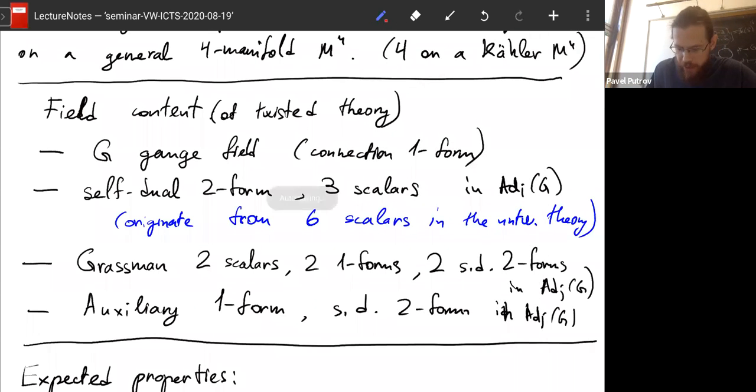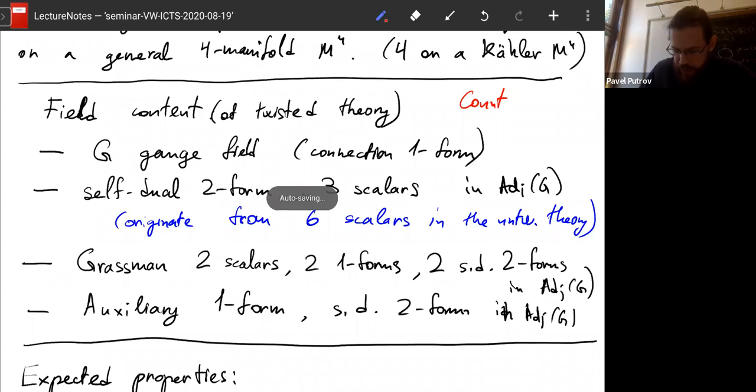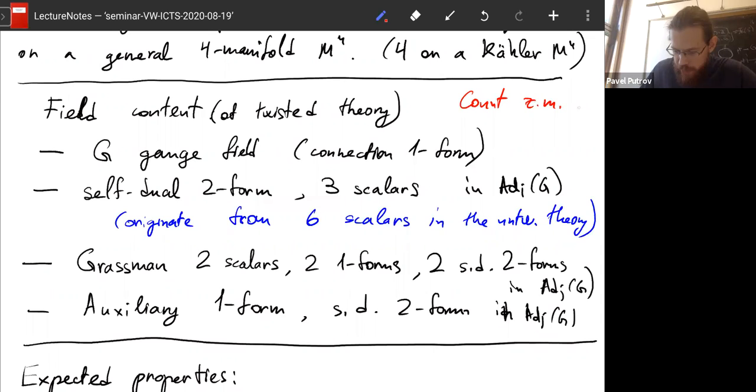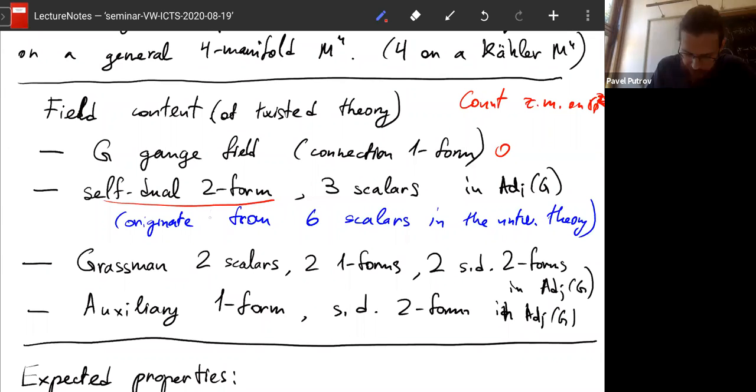Okay, so we do a count of zero modes on CP2. It's easy to do. Again, there is no flat connection, so there'll be no zero modes from the gauge field. CP2 has one harmonic self-dual two-form, so there'll be one zero mode from here, and of course it can have 3 constants. There will be 3 bosonic zero modes from here, and similarly there will be 2 fermionic zero modes from these 2 scalars.